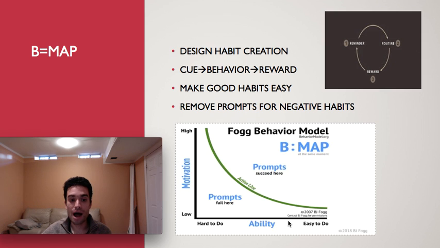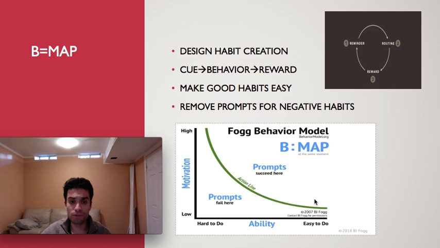So another thing is the prompt or the cue. And the prompt is only effective when it's above the action line. So this is really, really important to understand. If you want to go out for a run, you want to actually put your sneakers or your running shoes in a visible location. That's the prompt.